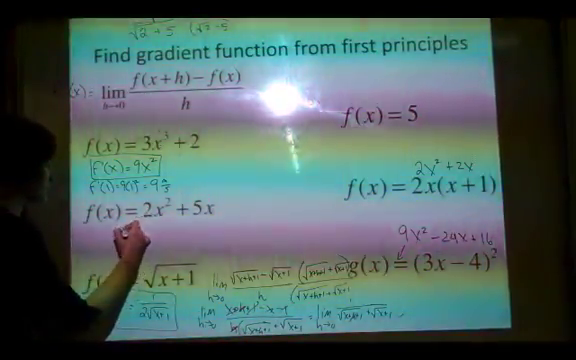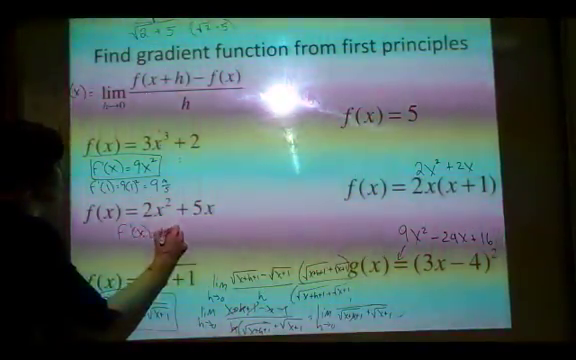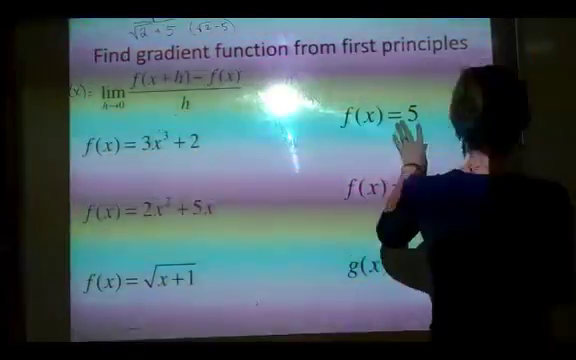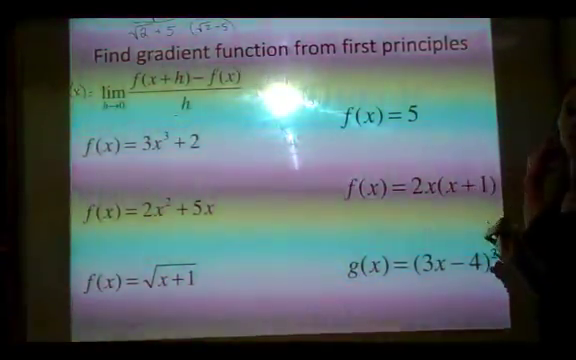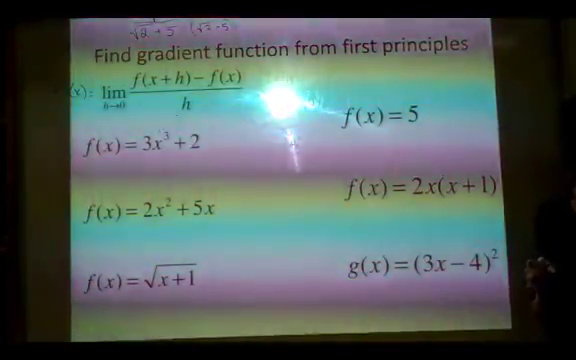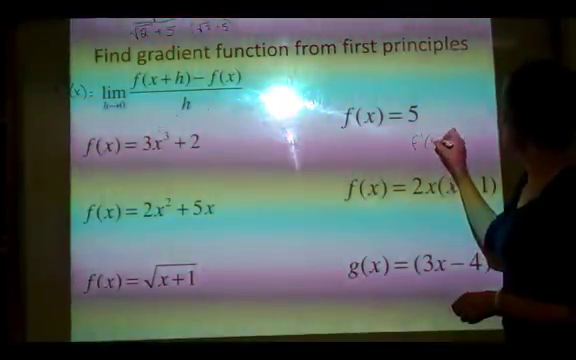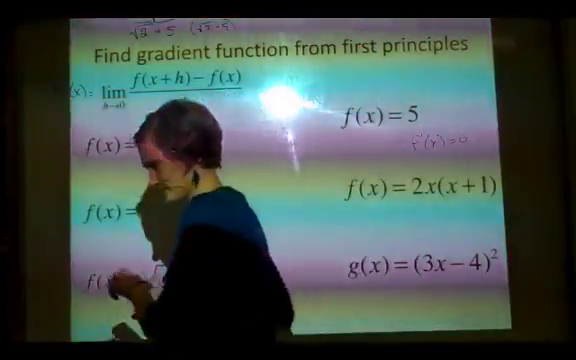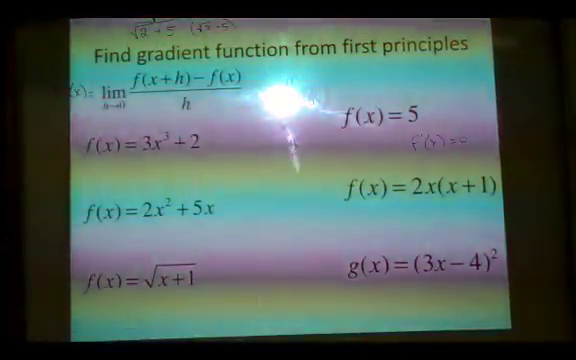Okay, this one was 4x plus 5. What should be the derivative of 5? 0. How do I know f prime of x is going to be 0 there? What does the graph look like? A horizontal line.